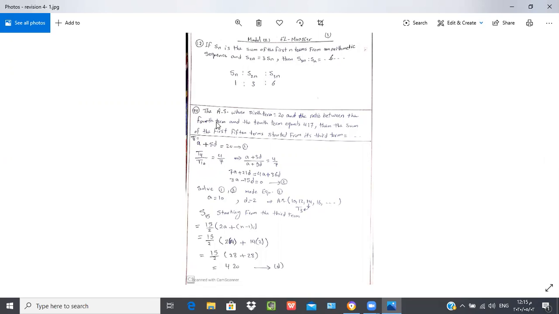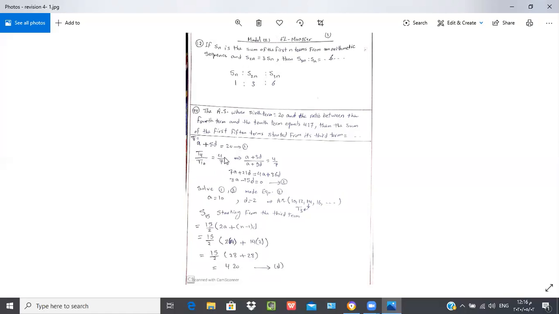Okay, here the arithmetic sequence whose sixth term equals 20 and the ratio between the fourth term and the 10th term equals 4 to 7, then the sum of the first 15 terms, but here started from its third term. So here he said that T6 equals 20, so A plus 5D equals 20, and he said T4 to T10, the ratio between them 4 to 7.